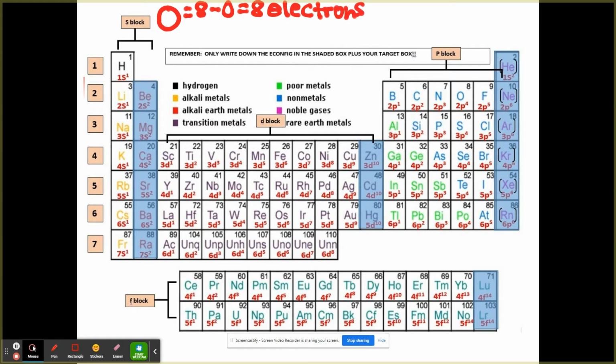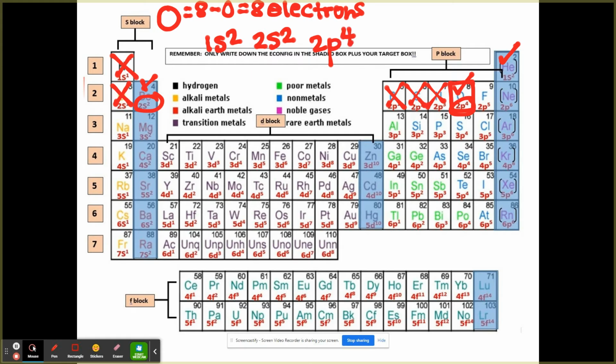Okay, again, guys, our target is right here. See it? So again, I start with box number one. I don't write it down. Box number two, yes. Therefore, I have 1s2. Box number three, no. Four, yes. I need to write that down. So I got 2s2. Five, no. Six, no. Seven, no. Eight is a yes. And again, I need to write that down, 2p4. Okay, I'm done. You see it?